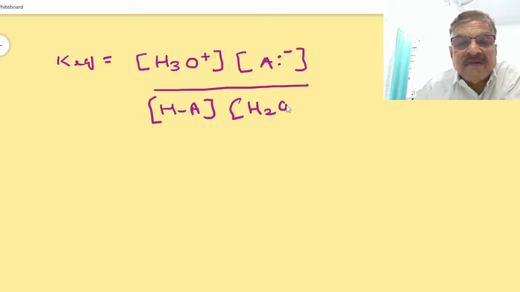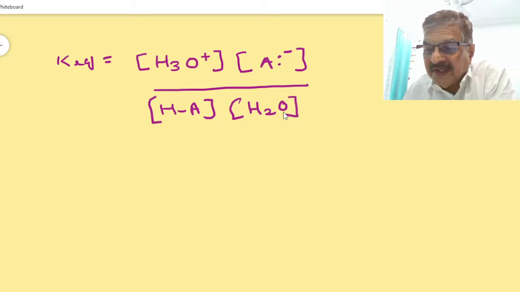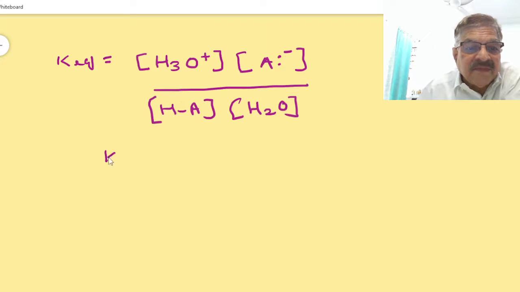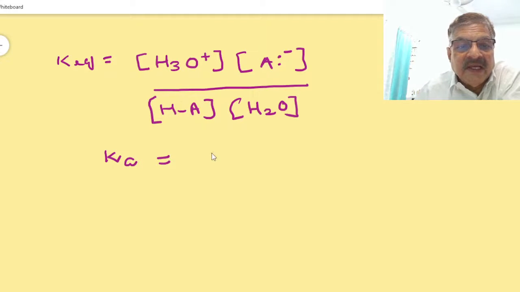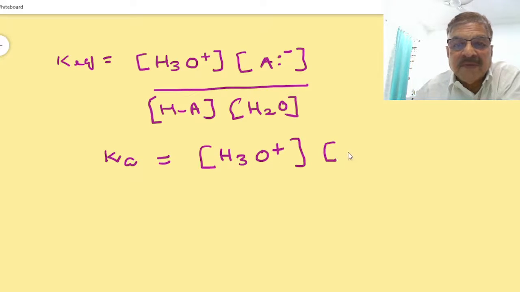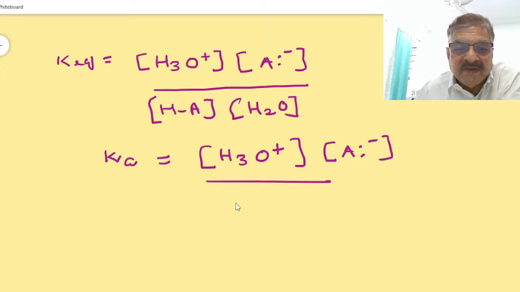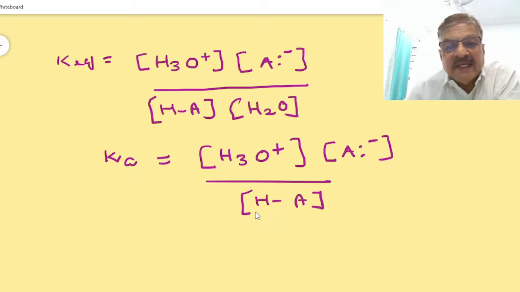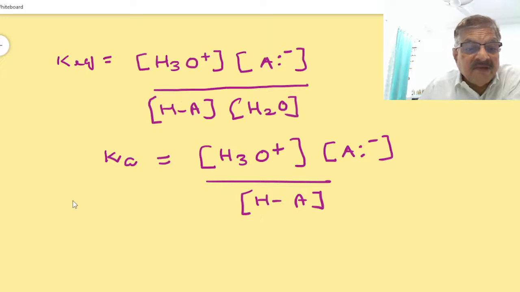Now the concentration of water always remains constant here, and therefore we can define an acidity constant Ka. The acidity constant Ka is equal to the concentration of hydronium ions, H3O+, times the conjugate base, divided by the starting material HA. Okay, so you are familiar with this concept here. Therefore, this is known as the acidity constant.